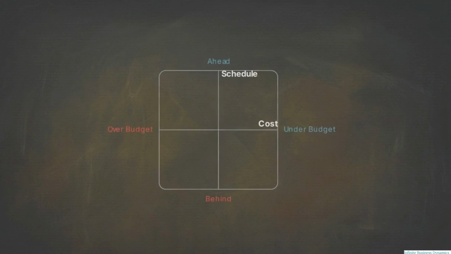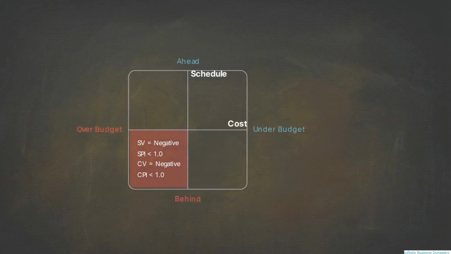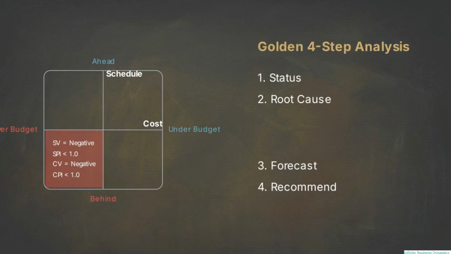Step 1 of the framework is status. In this scenario, your schedule variance is negative, and your SPI is less than 1.0. Your cost variance is also negative, and the CPI is under 1.0. Moving to Step 2, root cause. The text of your exam question will describe severe bottlenecks, poor planning, or unchecked scope creep driving these metrics down. For Steps 3 and 4, you forecast a high estimate at completion.